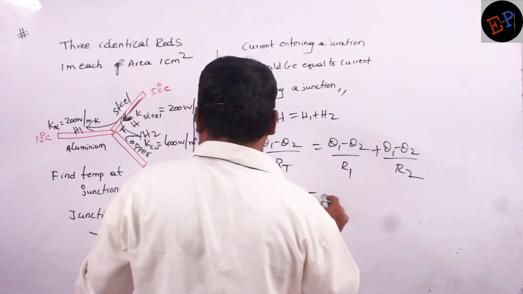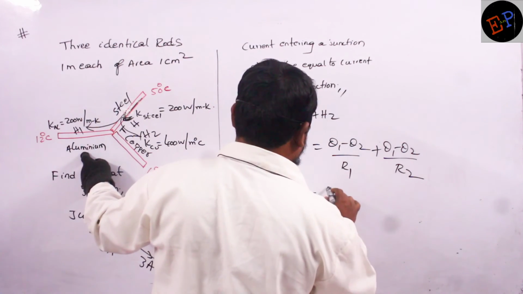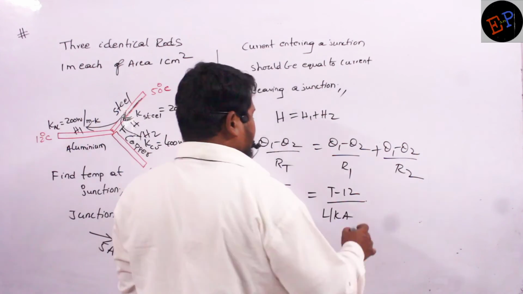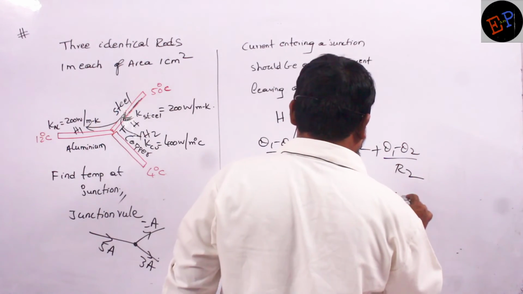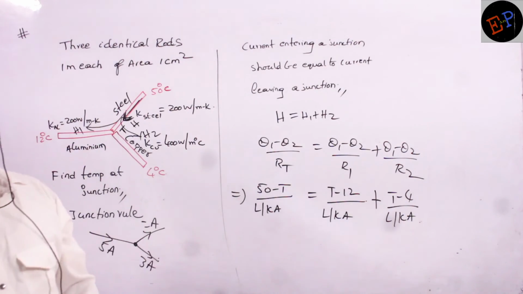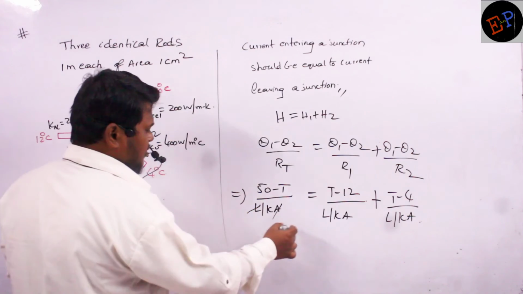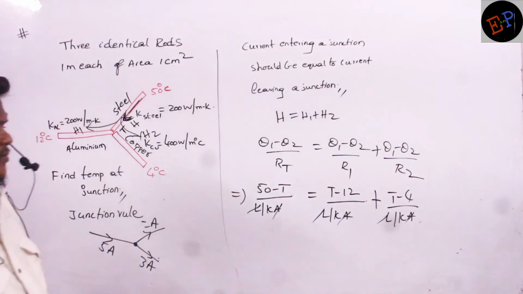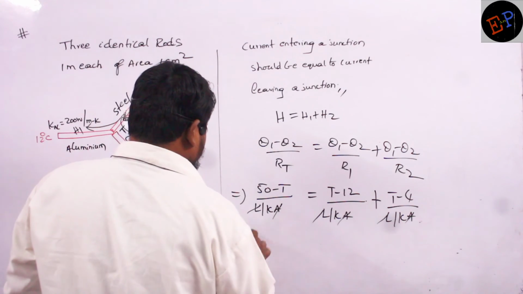And in the second rod, what is the temperature difference? T minus 12 divided by L by KA, plus the third rod temperature difference, T minus 4 divided by L by K into A. The rods are similar, so the L value, K value and A value will get cancelled. Understood, no? So now we are supposed to do this calculation.